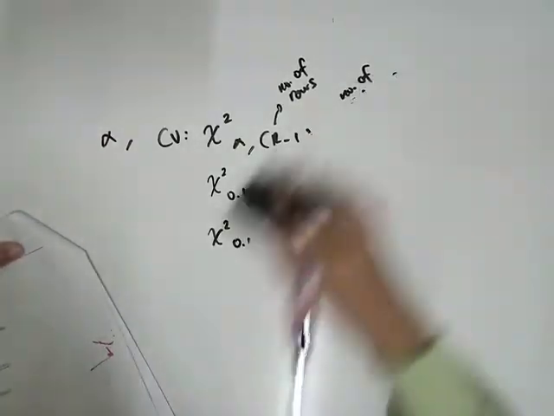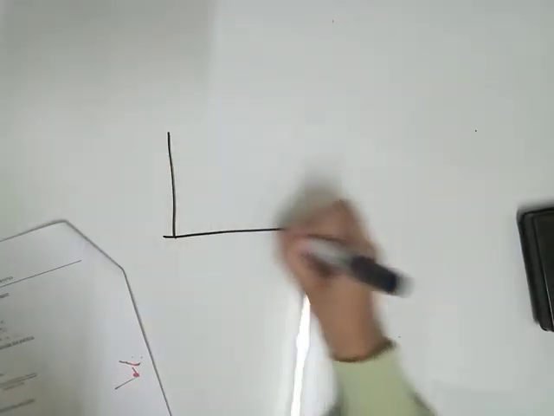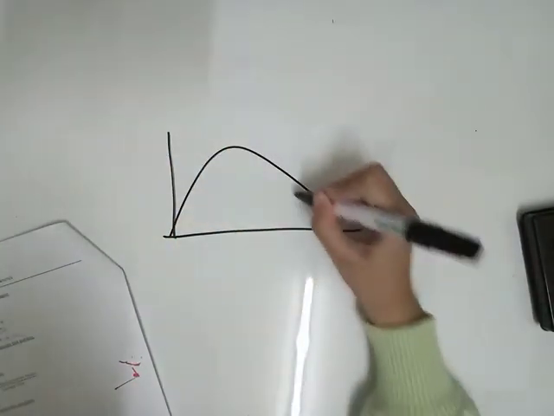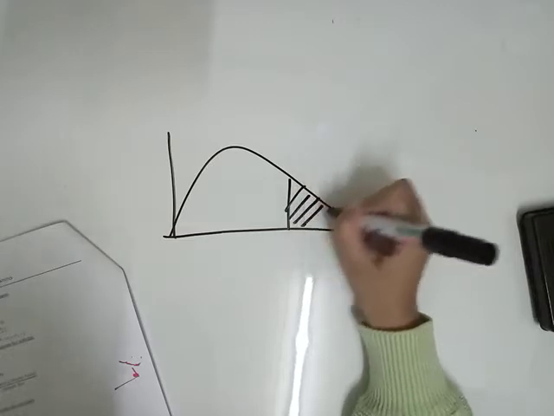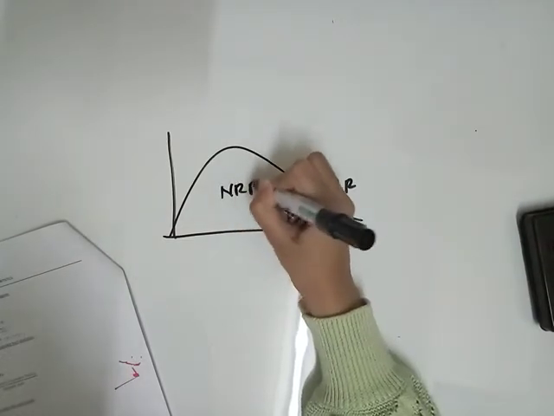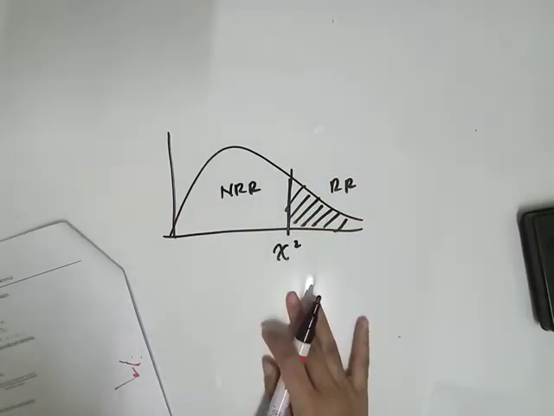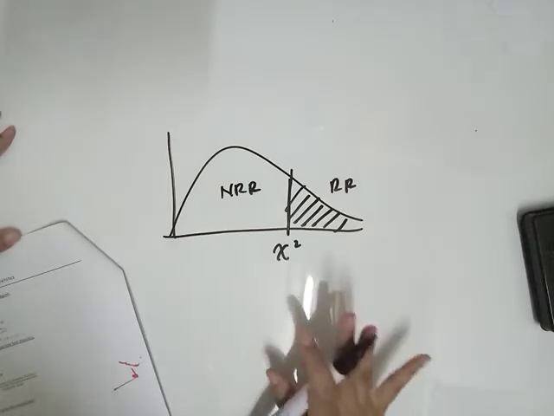And then the third step is you need to draw the graph for the rejection and non-rejection regions. It is always on the right side for the rejection region. This is RR, this is NRR. And then this is the critical value for chi-square. So this is step 3.